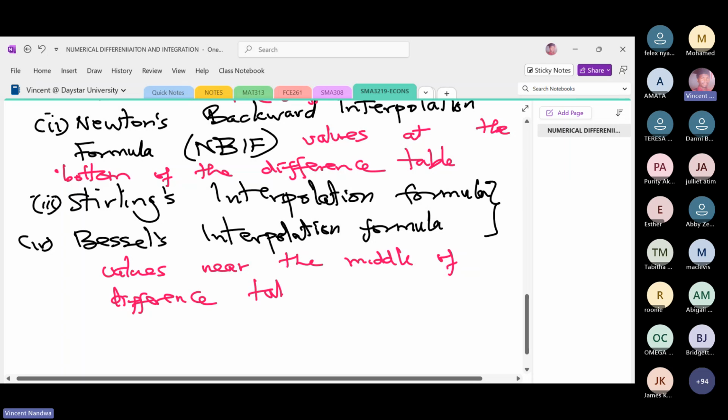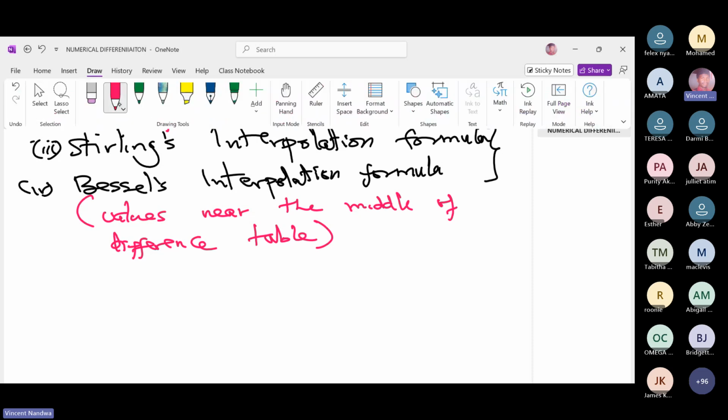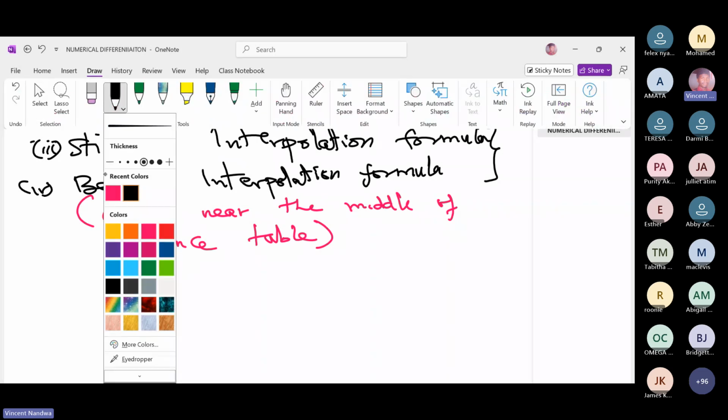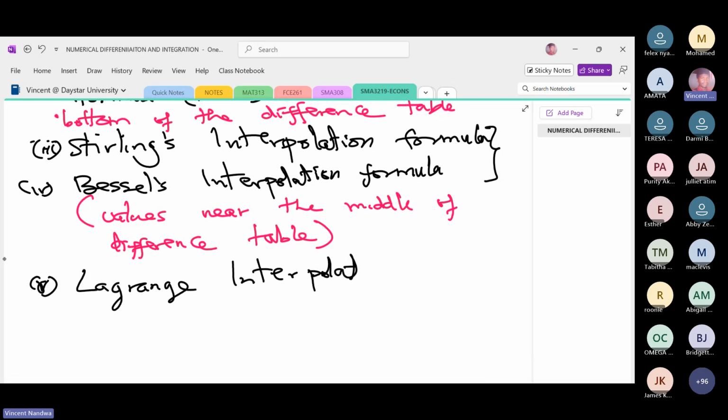Please check the textbook that you are given or what I shared through the class step to see the structure of those formulas and how they applied. Then also, what someone said, Lagrange interpolation formula can also be applied for equally spaced mesh points. So also Lagrange interpolation formula can still be used here.